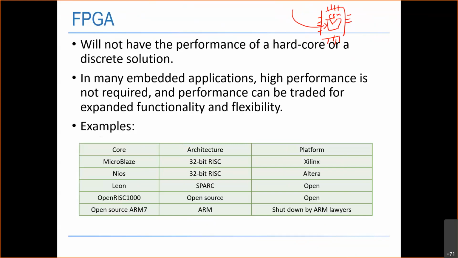So these are some of the available soft core processor names from different manufacturers. For example, MicroBlaze from Xilinx, Nios and Nios II from Altera or Intel, and LEON from SPARC and so on. These are some of the common soft cores for different FPGA platforms. All right. So let's keep this one first.